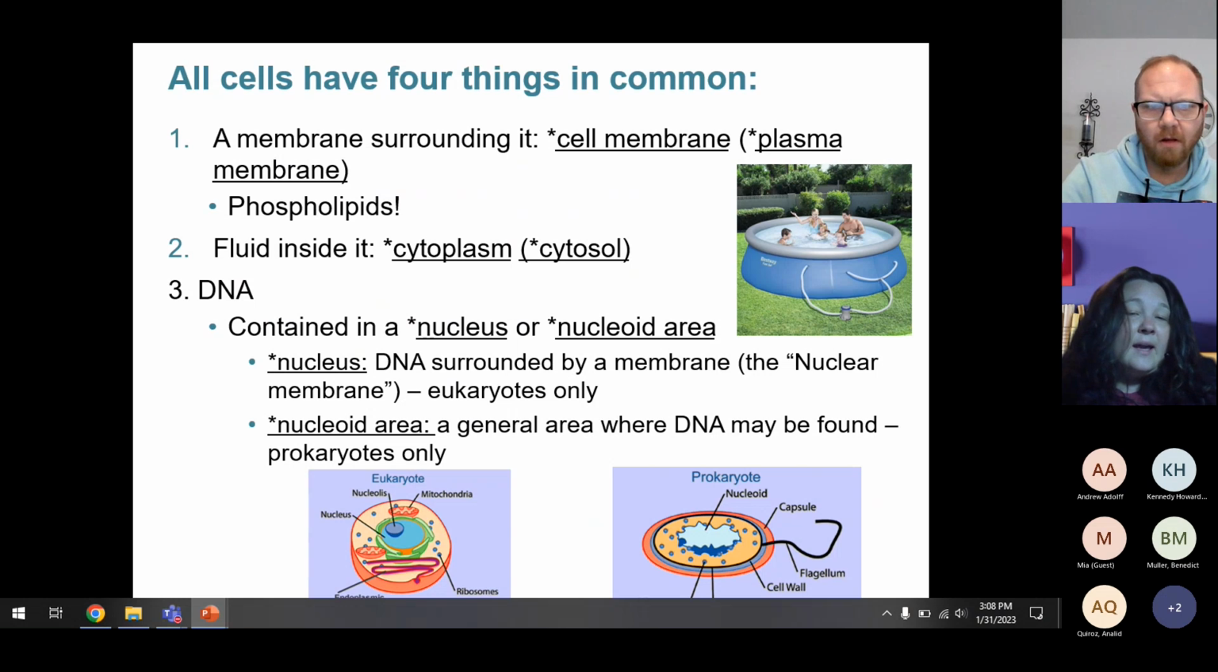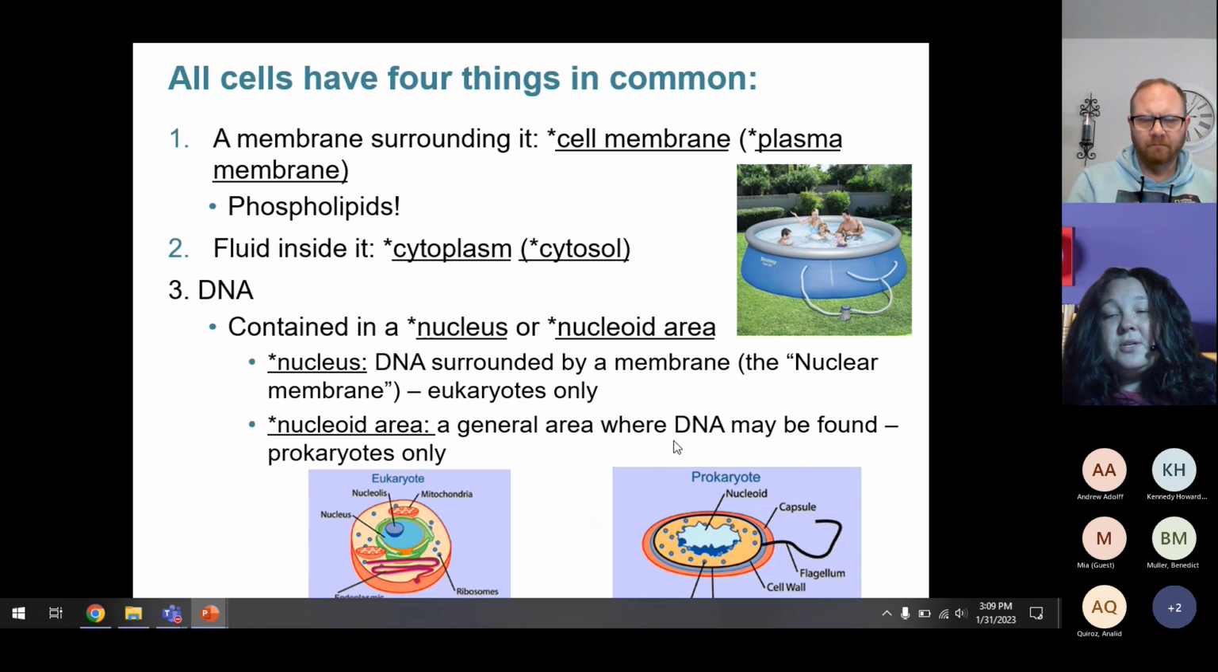All cells have DNA. The way the DNA is packaged is different from cell to cell. It can be either called a nucleus or a nucleoid area. These are the best pictures I could find. So over here, the nucleus is DNA surrounded by a membrane. So we have the cell membrane keeping the cell in. And then within that membrane, there's another membrane called the nuclear membrane. And the DNA is contained within the nuclear membrane.